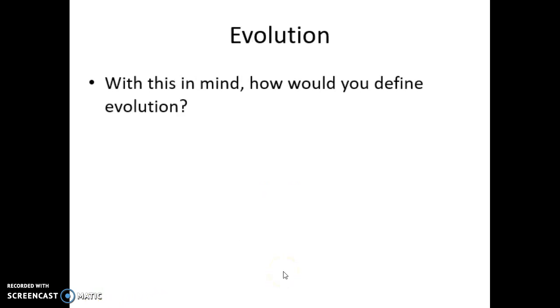At this point, I'd like you to think about the word evolution, and on your paper, write down your personal definition of it. Please don't run out to Google and look up the word. I'd like to see what you're thinking of. I want to see your thoughts on evolution at this point. So come up with evolution, define it in your own words.